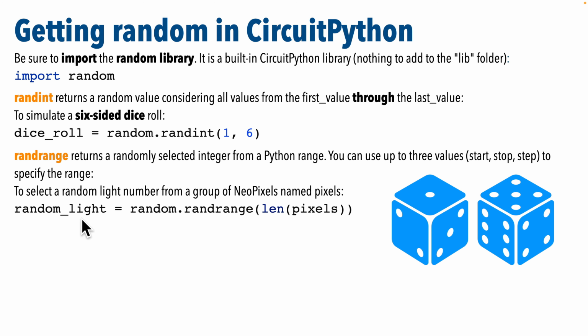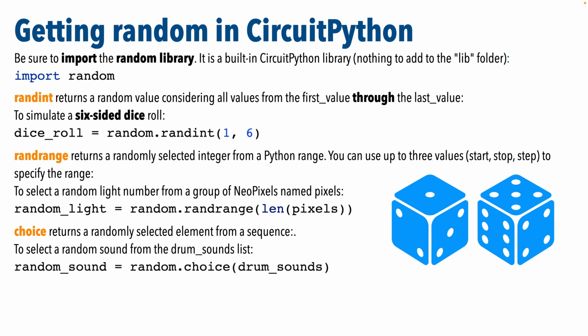Another thing you might want to do is make a random selection from a list or other sequence, and to do this, just say random.choice, passing in the name of the sequence between the parentheses. For example, if your code had the list of drum sounds from our previous lessons, random.choice between parentheses drum sounds would choose a single string from the list of strings.